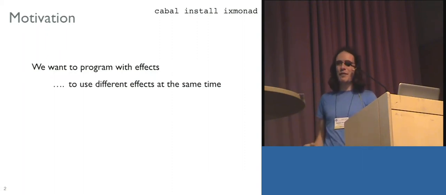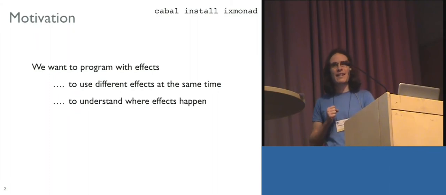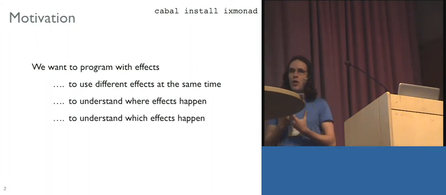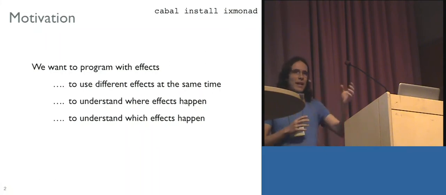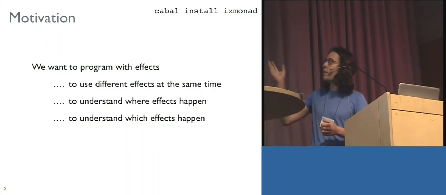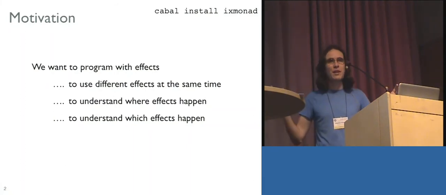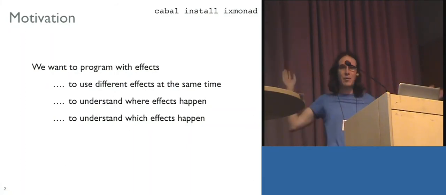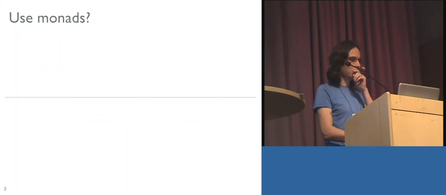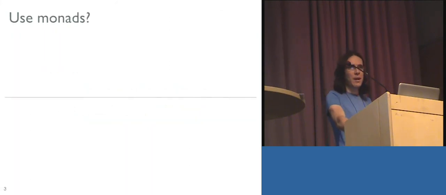And we want to use lots of different effects at different times. But because we're functional programmers, we want to do effects in the right way. So we want to control when our effects happen. We want to understand the scope of our effects, where they spill out, and what's going on. So we want to know a little bit more. We don't want to use just an imperative programming language where effects go all over the place. So we can use monads.